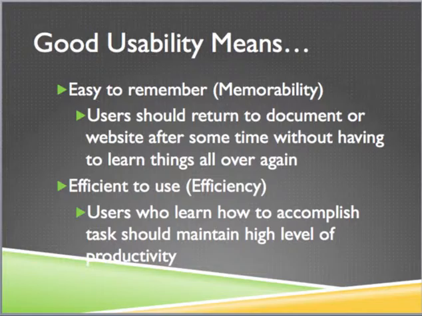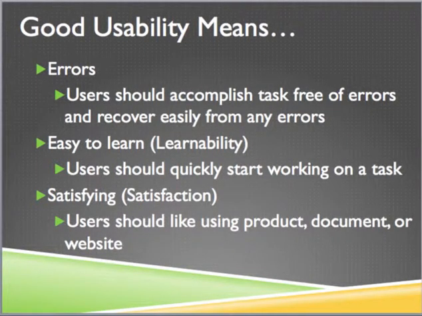Memorability. If a user has used the system before, can he or she remember enough to use it effectively the next time? Or does the user have to start over again learning everything? In terms of efficiency, once an experienced user has learned to use the system, how fast can he or she accomplish tasks? Errors considers three factors: how many errors the user makes while using the product, how serious are the errors, and how the users recover from their errors.